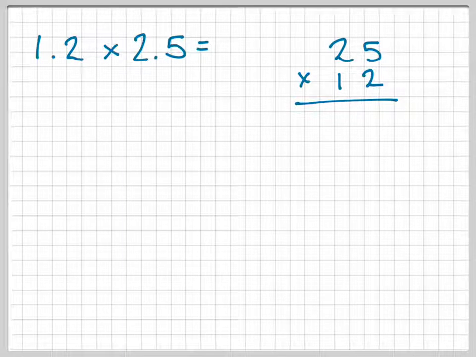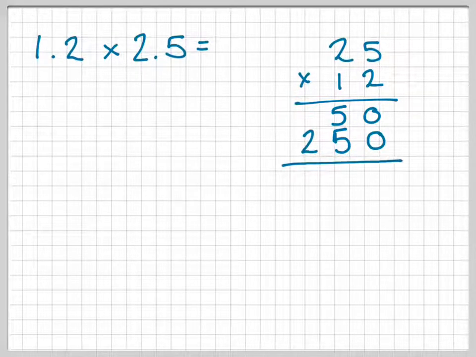So we've got 2 times 5, which is 10. 2 times 2, which is 4, plus the 1 is 5. Then put my placeholder in here. Then 1 times 5, which is 5. 1 times 2, which is 2. Add all of these up.